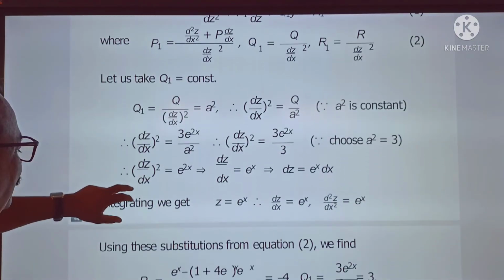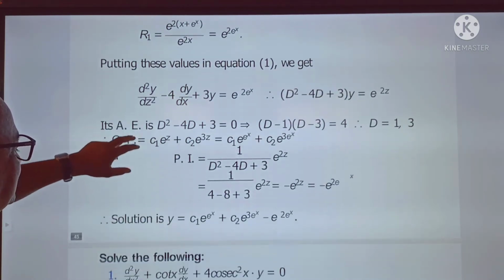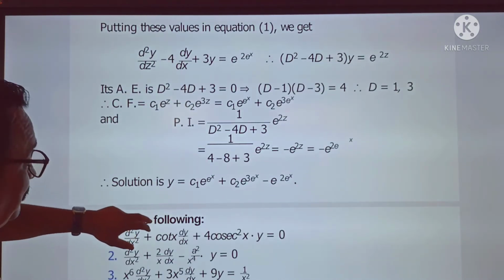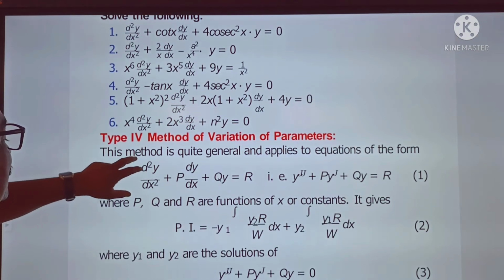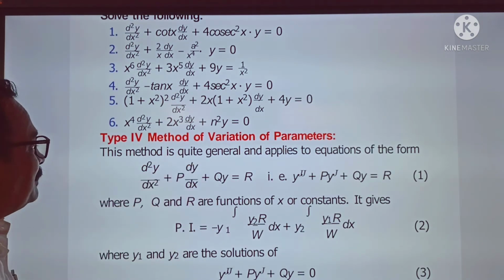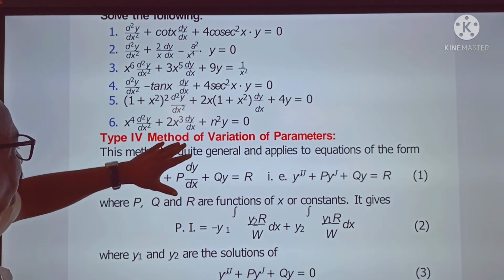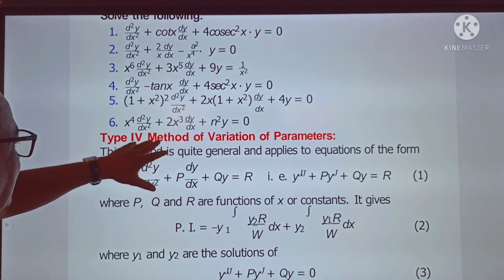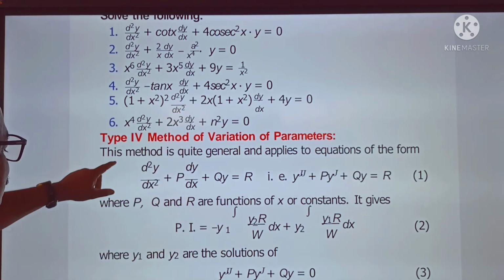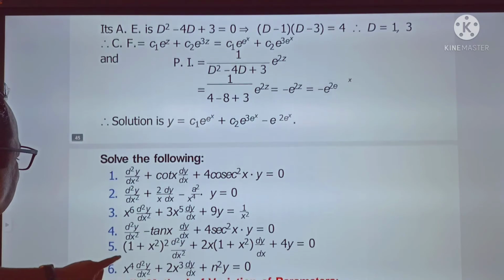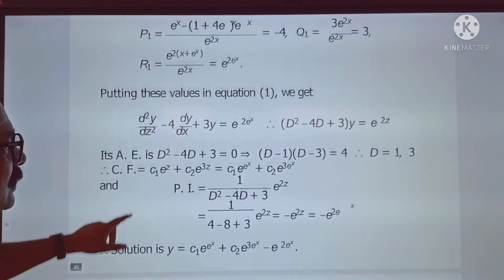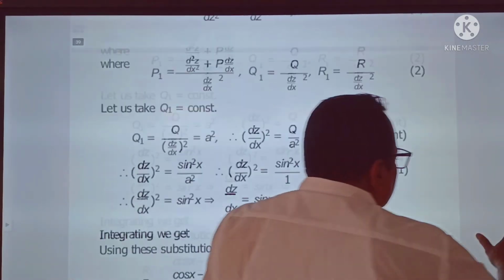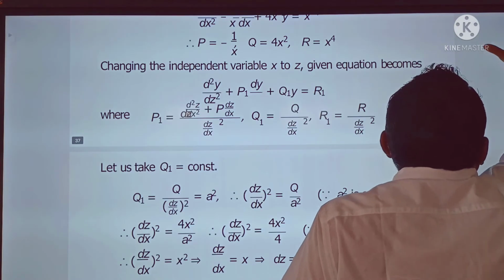So this is the method by change of independent variable. Now next is the method of variation of parameters. Before we take this method in the next lecture, what we have completed up to this, once again we have to revise it.